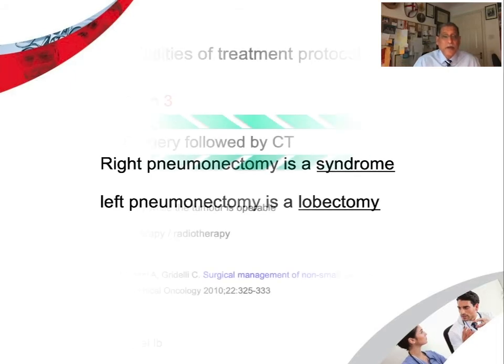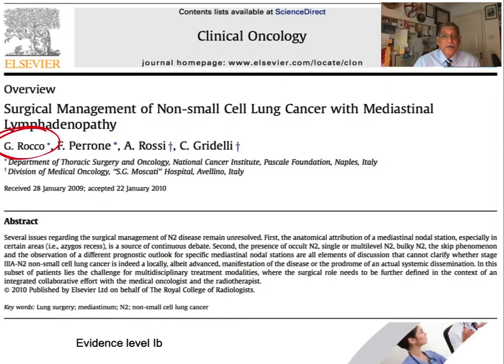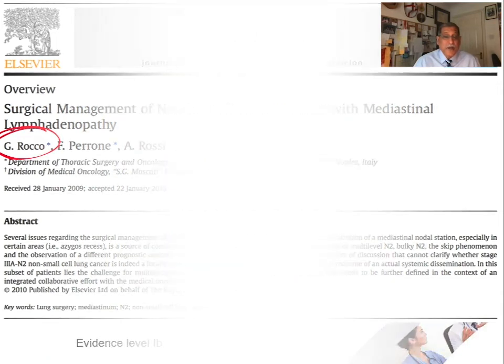The third option is to make a run for the surgery up front while the tumor is still operable, and follow this by adjuvant chemotherapy. The evidence for this pathway comes from Gaetano Rocco and his colleagues from Italy in 2010.